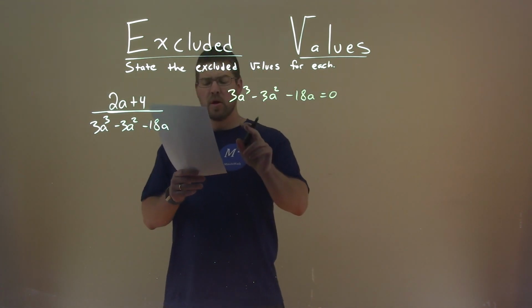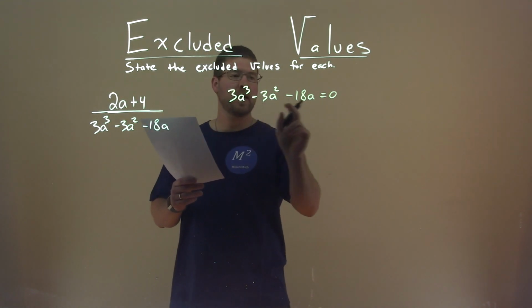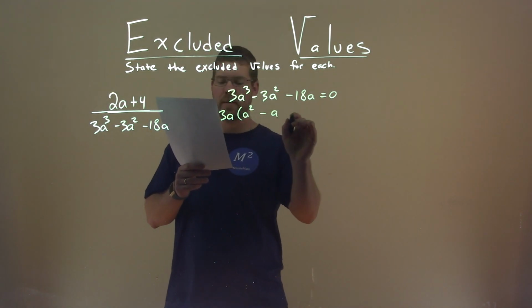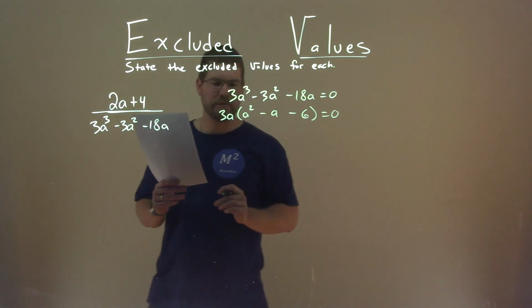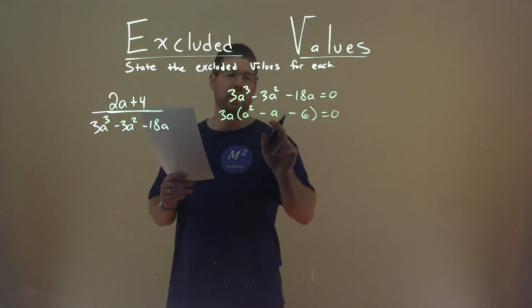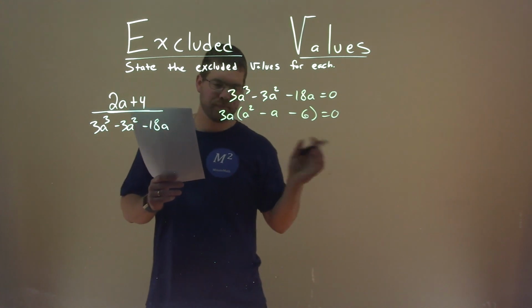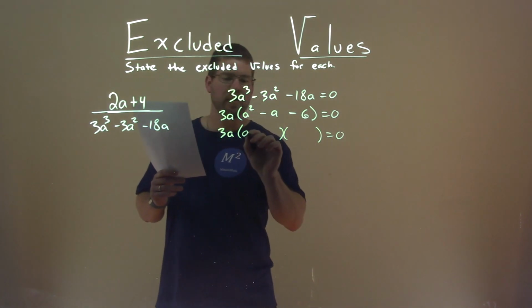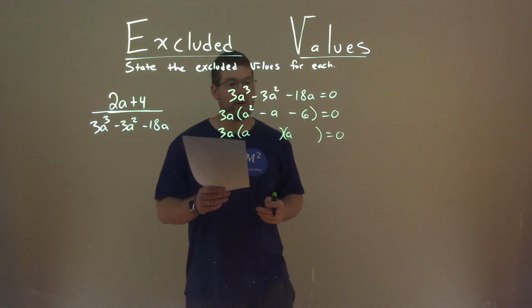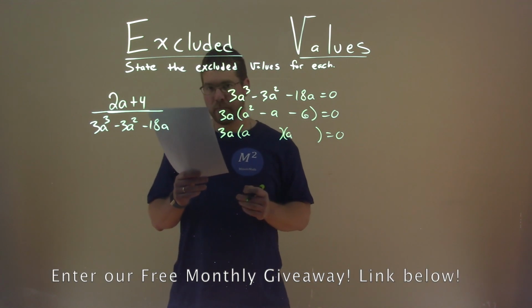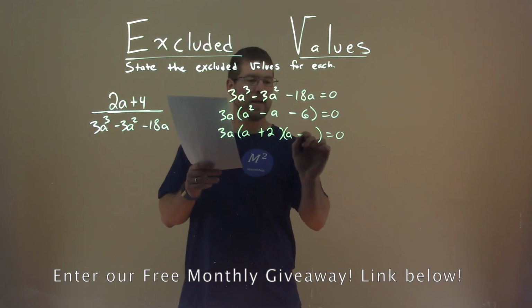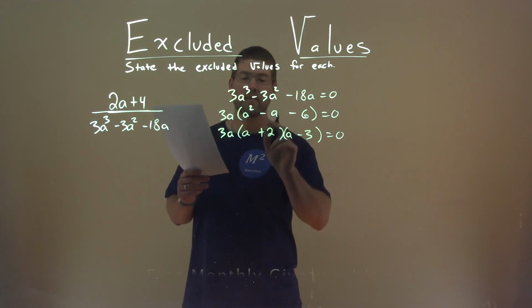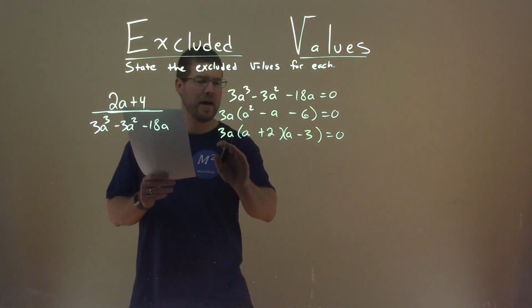Well, notice I see a 3 in all parts here, as well as an a. So if I pull out a 3a, I'm left with a squared minus a minus 6 equal to 0. So now we have 3a times a squared minus a minus 6, and that's equal to 0. Well, this inside part looks like it factors fairly easily. What two numbers multiply to be negative 6, but add to be negative 1? That's a positive 2 and a negative 3. 2 times negative 3 is negative 6. 2 plus negative 3 is negative 1. So now we have it in factored form.